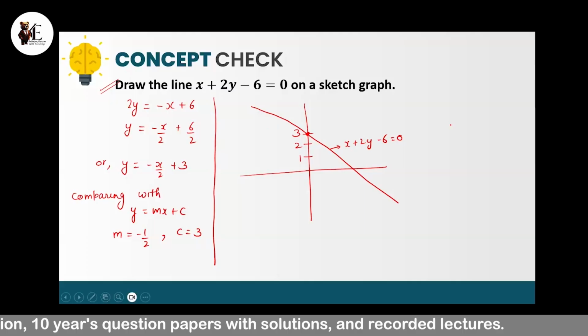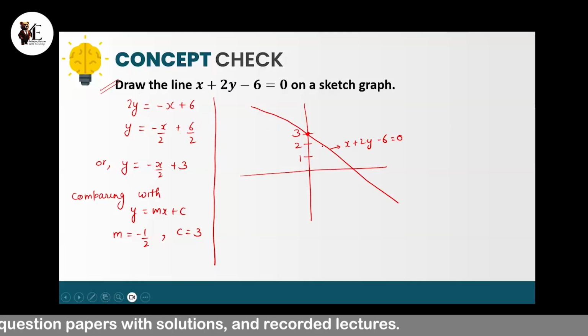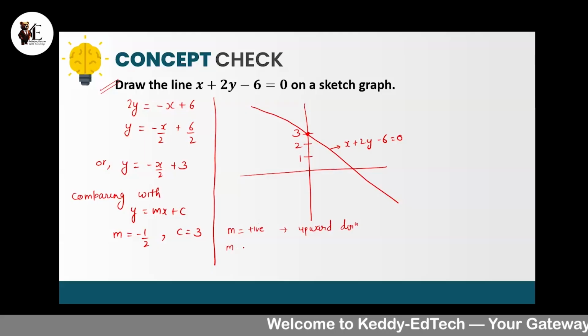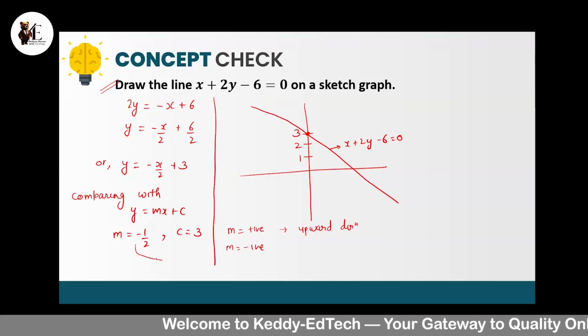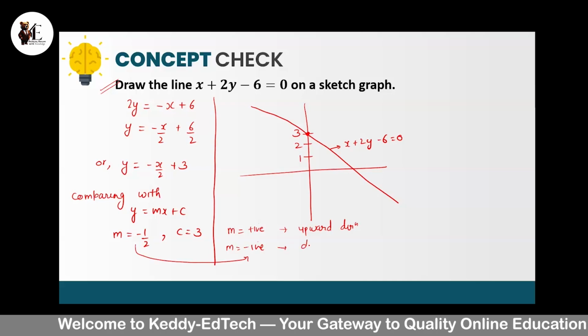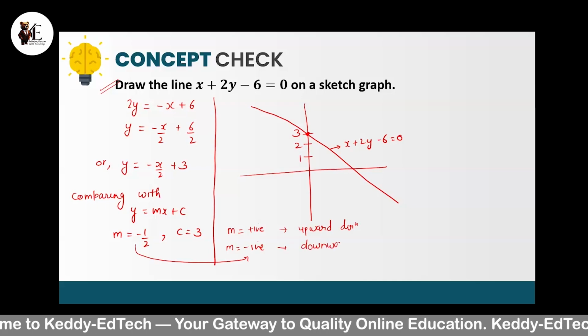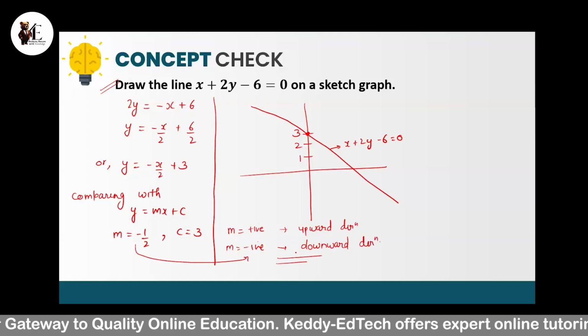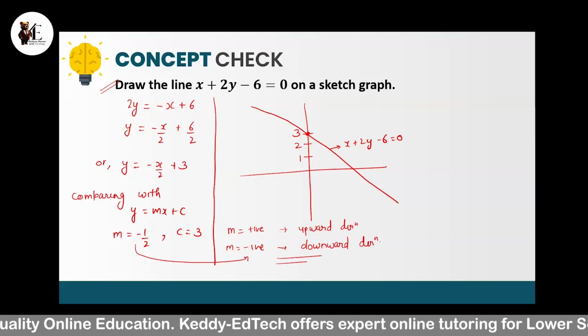Like, what determines the direction of the line? If the gradient, that is the value of m, is positive, it will be in the upward direction, which means the line will go upward. And if the gradient is negative, like in this case, the graph will be in the downward direction. So the sign of the gradient or slope determines the direction, whether it will be upward or downward.